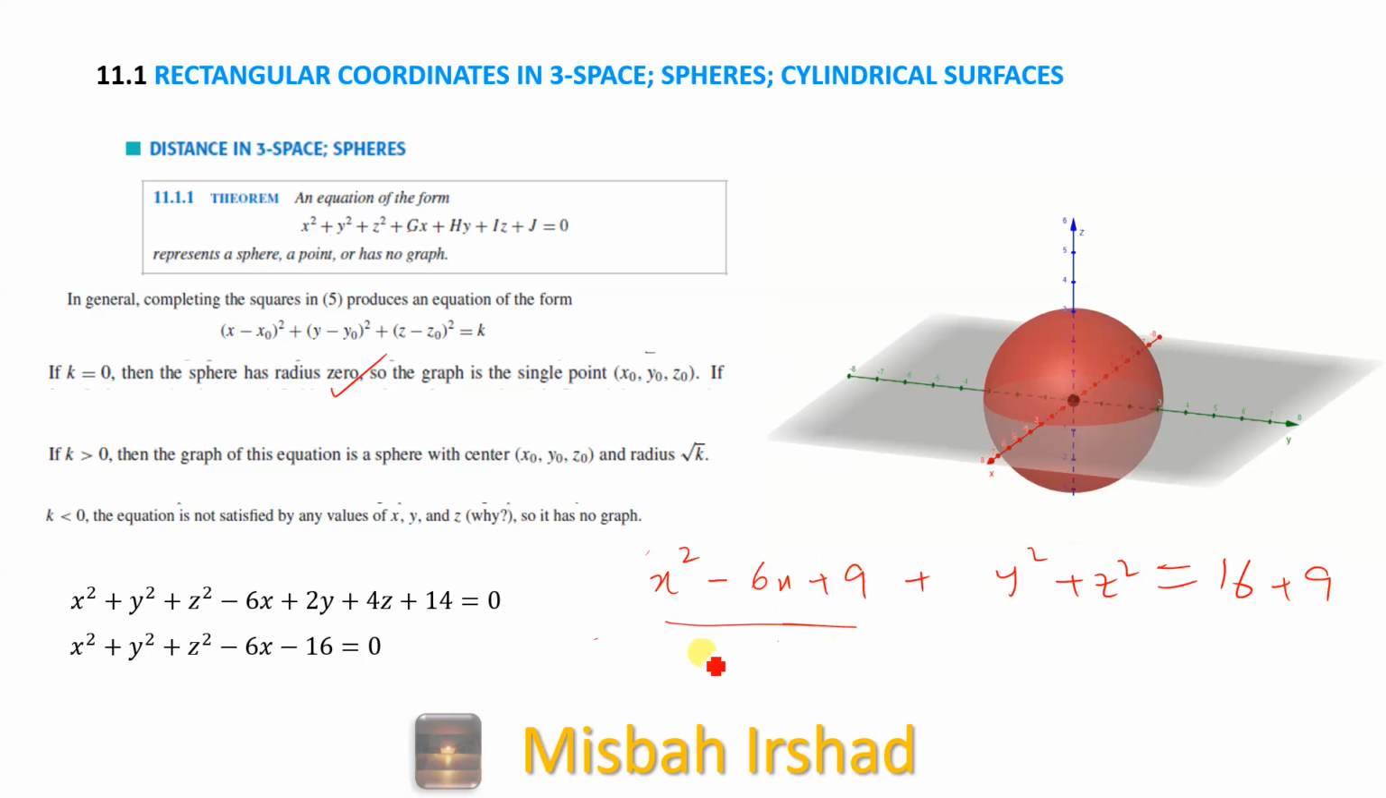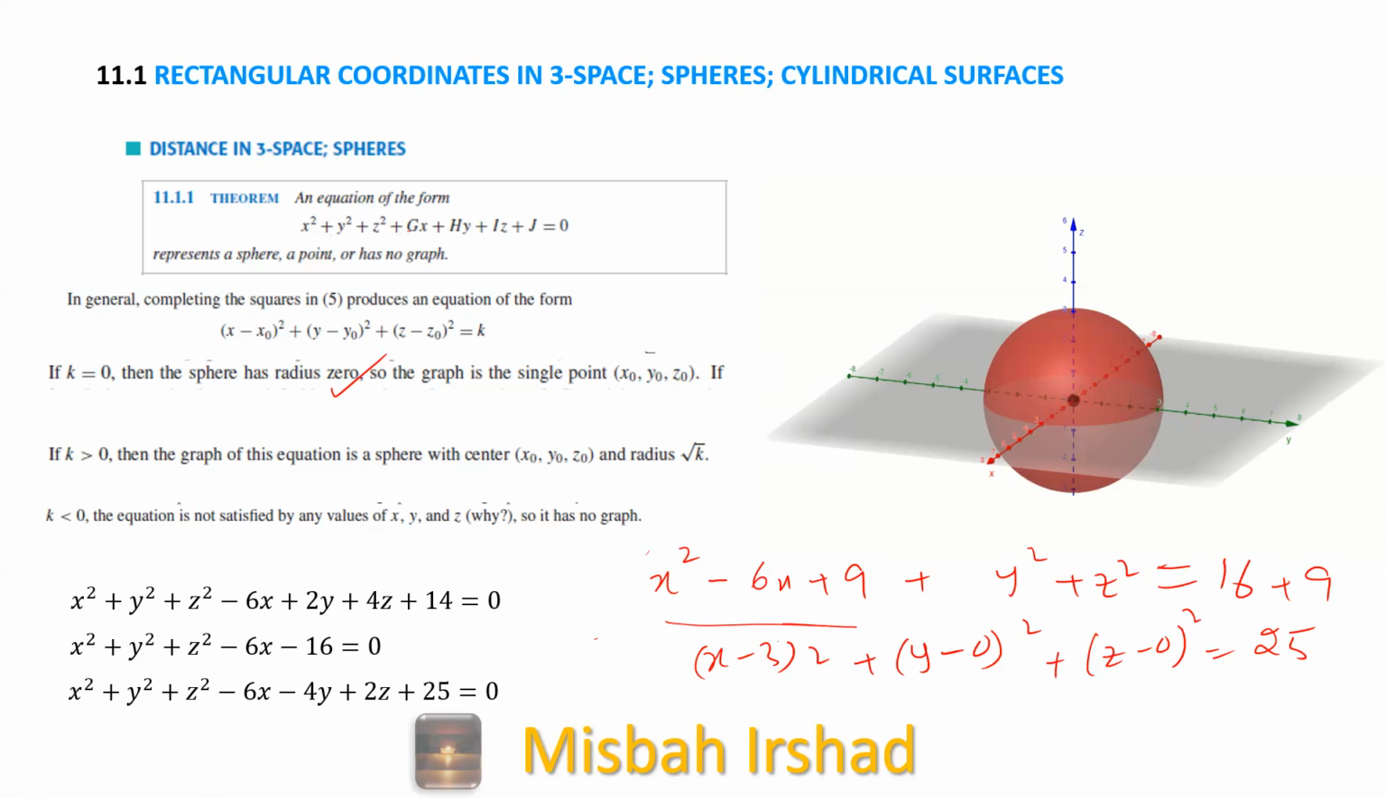Okay, this gives us x minus 3 square plus y square. So you can write it as y minus 0 square. Similarly, z square can be written as z minus 0 square, and this is 25. And here k is greater than 0, it means this is an equation of the sphere with center 3, 0, 0 and radius 5.